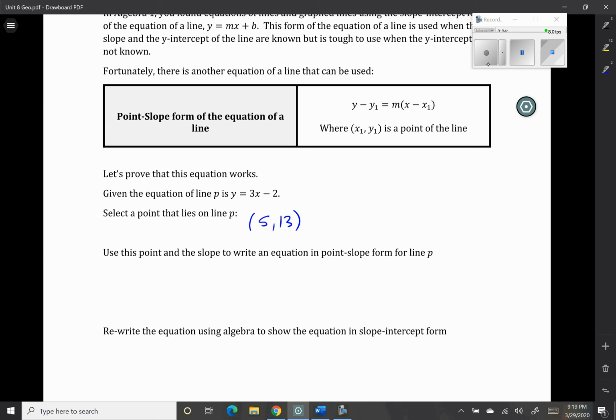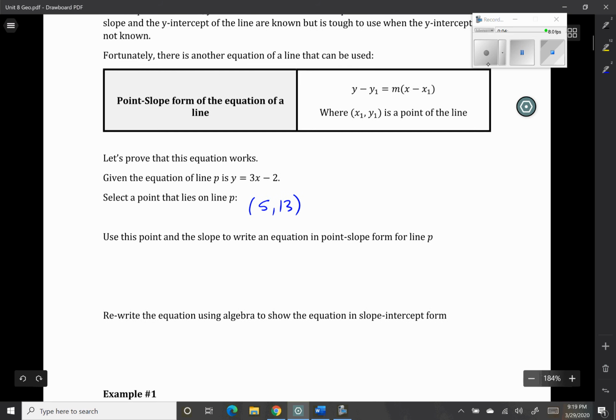So it says use this point and point-slope form to write an equation in the form of line P. So we know from the y equals mx plus b, the slope of this line is 3. And we now know a point, so that's our x1 and our y1. So if we plug into this formula, we could say y minus 13 is equal to 3 times x minus 5.